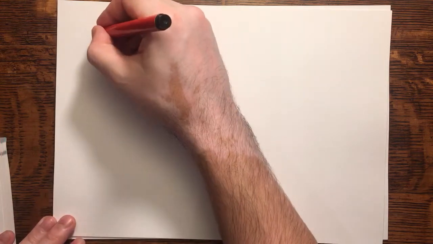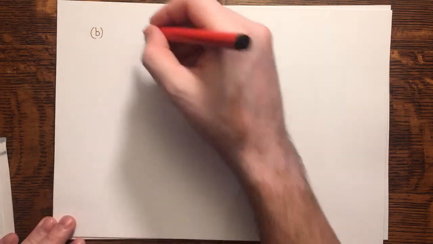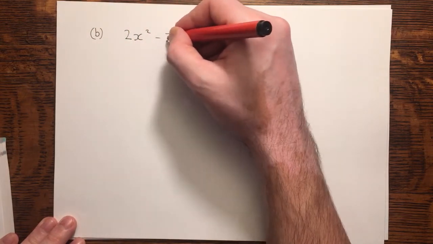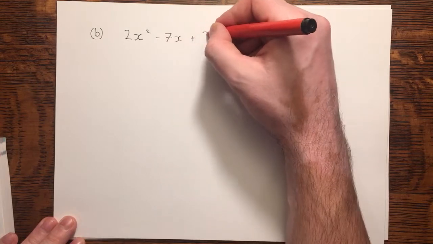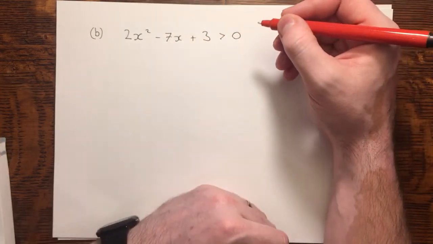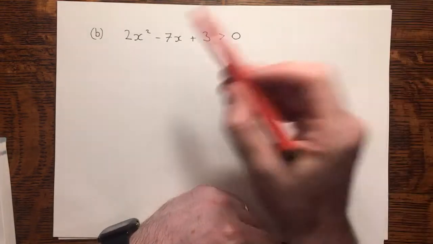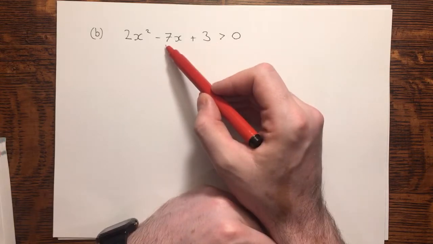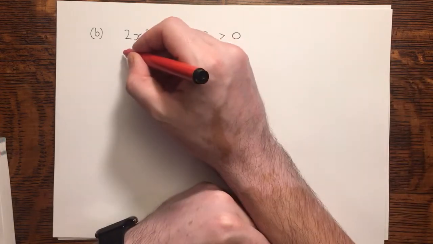In part B, we have a quadratic inequality. It is stated as 2x squared minus 7x plus 3 is greater than 0. The first thing to do is to factorise this. 2 times 3 is 6, and I can achieve 6 with minus 1 times minus 6, and that also sums to give me minus 7.